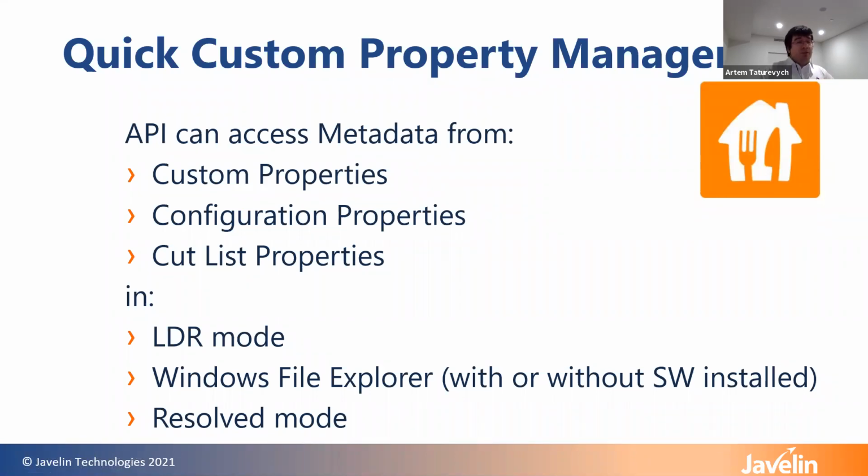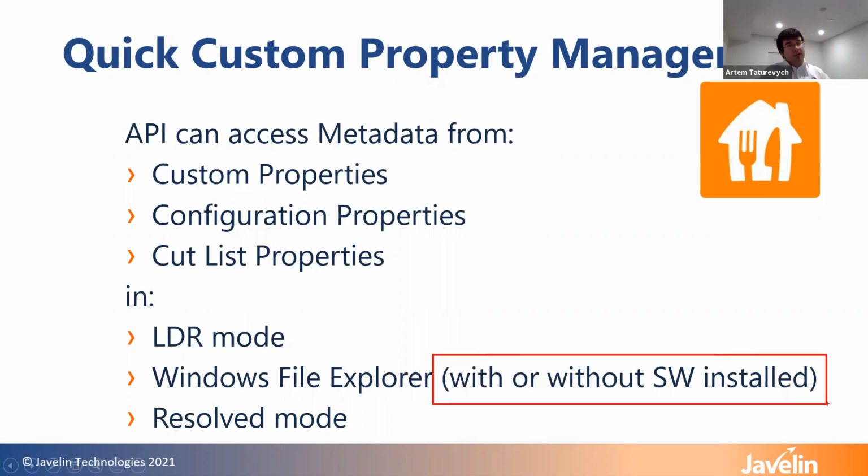So what we have demonstrated to you is how to instantly access custom properties from configurations, file, cut list, including the large design review mode, and Windows File Explorer. And we haven't shown that, but if you open an assembly in a regular mode, you still can do the same batch processing. That's actually an important thing. So this is not limited just to large design review mode. It works also in resolved mode.